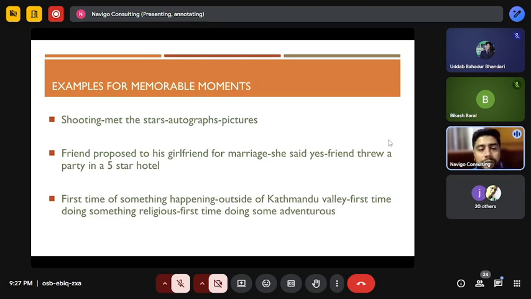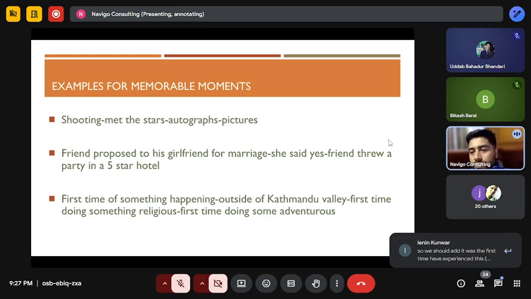Okay, first time of something happening outside of Kathmandu Valley, first time doing something religious, first time doing some adventures. So we should add it was the first time I have experienced this trekking tour, sunrise. Should we have to say that, sir?